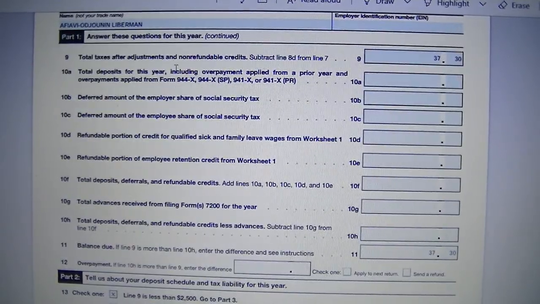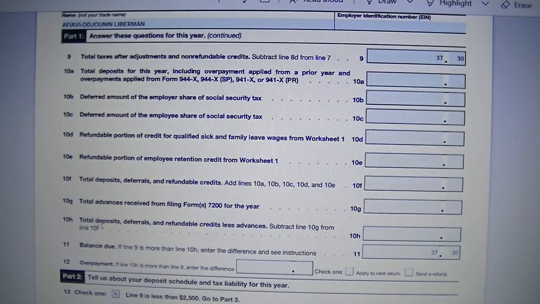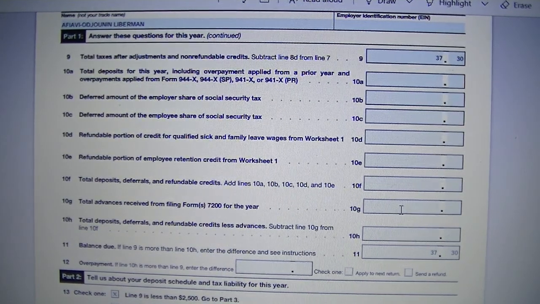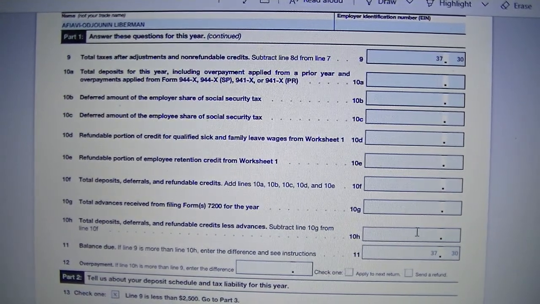Good. So line 10H, total deposits, deferrals, and refundable credits less advances. So that would be line 10F, total deposits, deferred and refundable credits, minus line 10G, total advances received from filing Form 7200 for the year. In our case, it is 0. We left it blank, or we leave it blank.